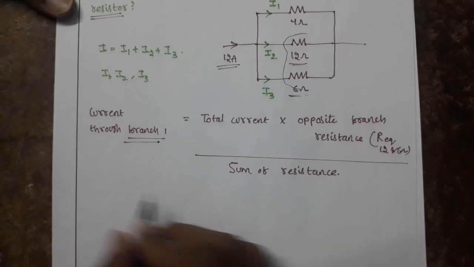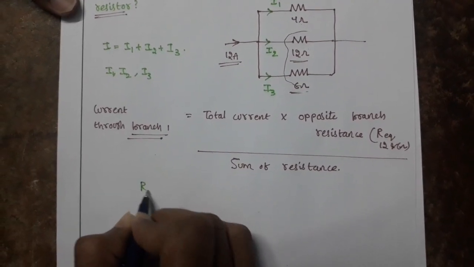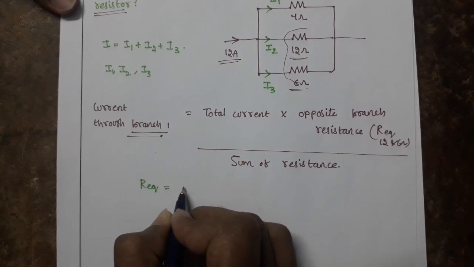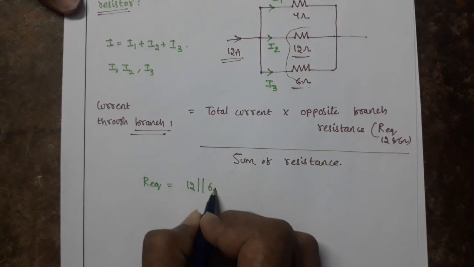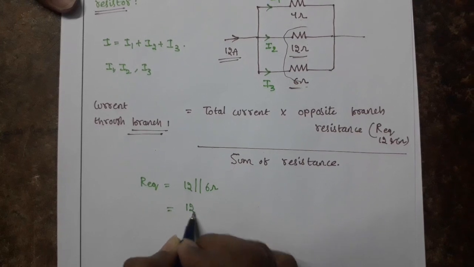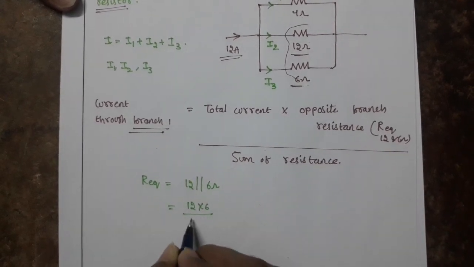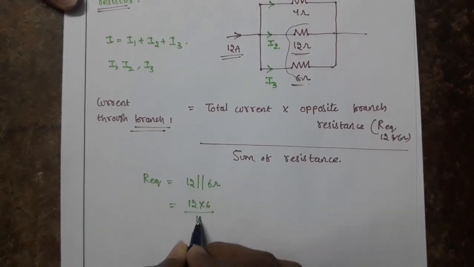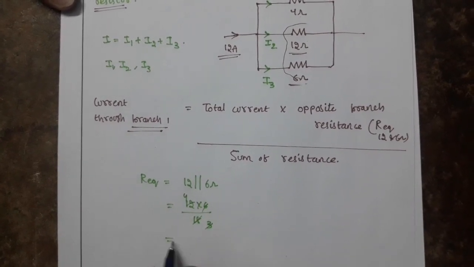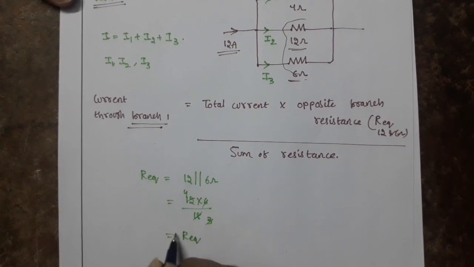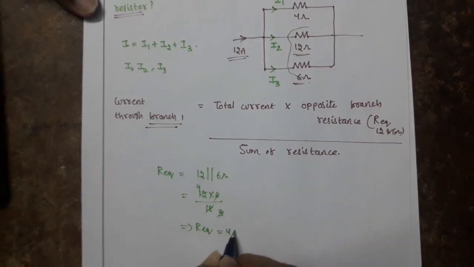R equivalent of 12 and 6, they both are connected in parallel. So 12 into 6 by 12 plus 6, which is 18. 72 divided by 18, we have got R equivalent of 4 ohms.